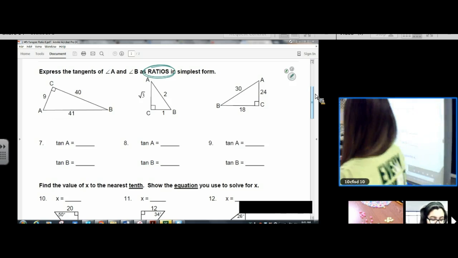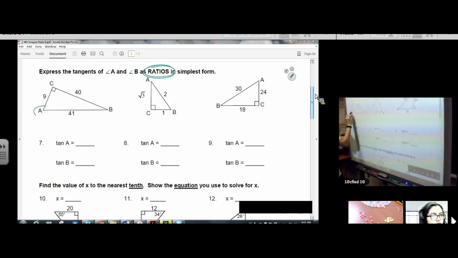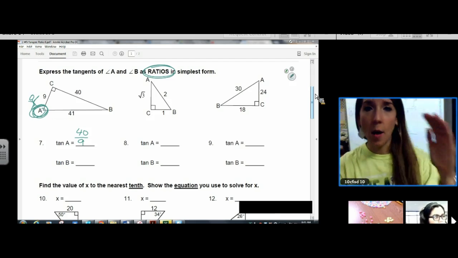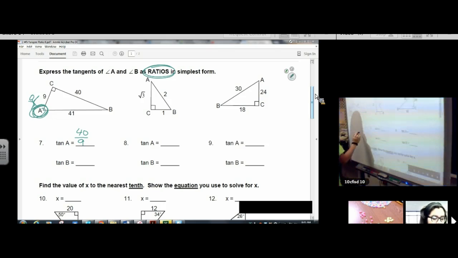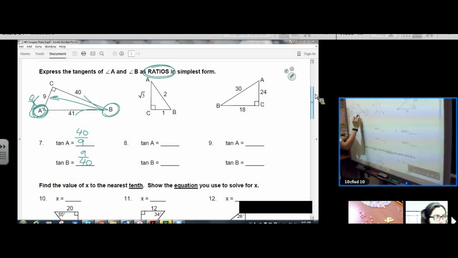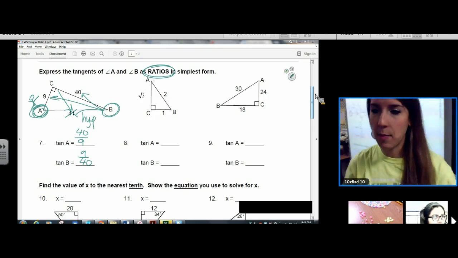We did one in our warm-up a lot like this, the tangent of A. So I look at angle A. I want what's opposite of A, which is 40, and then what's adjacent to A, which is 9. What you had to write in your notes yesterday was opposite over adjacent, and you just follow that rule over and over. What's the tangent of B? 9 over 40, because opposite of B is 9, and adjacent to B is 40. We don't use the 41, because it's the hypotenuse, so it can't be the adjacent one.